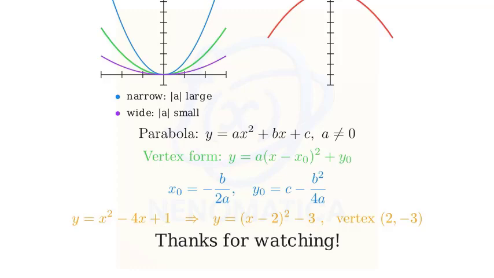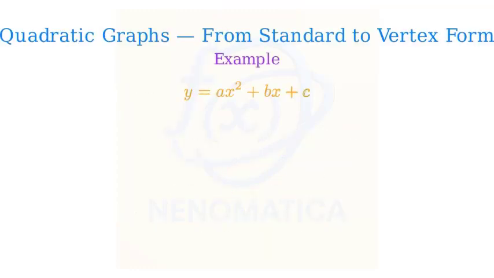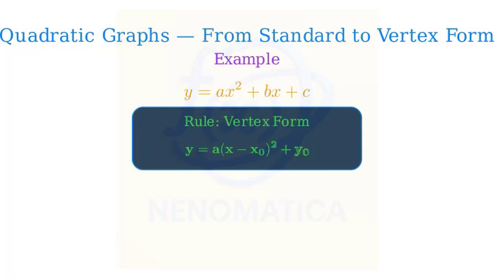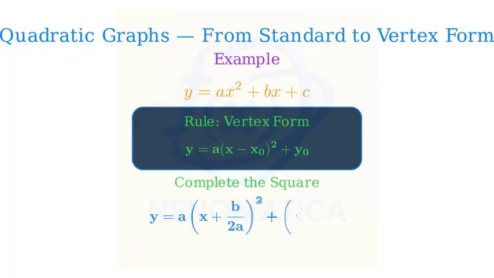Let us state the general quadratic: y equals ax squared plus bx plus c. Step 1. The target is vertex form. We can write y equals a times x minus x naught, all squared plus y naught. You can derive this by completing the square on ax squared plus bx plus c. Algebraically, that becomes y equals a times the quantity x plus b over 2a, squared, plus c minus b squared over 4a.